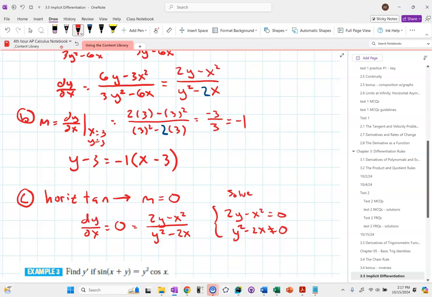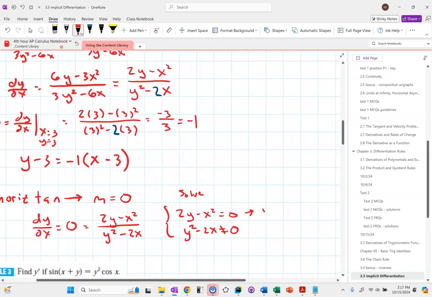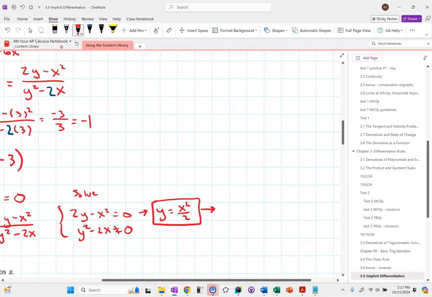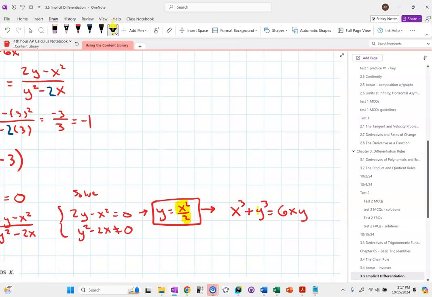So far, so good? So this tells me then that y should equal x squared over 2, right? I'm going to take that back to my original equation, and I'm going to substitute that x squared over 2 in place of my y's so that I can now solve for x.